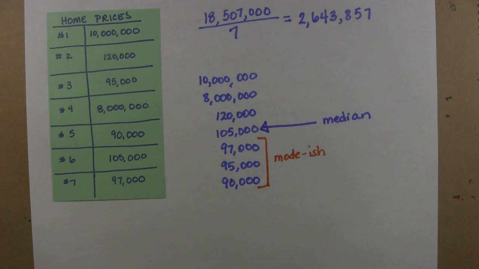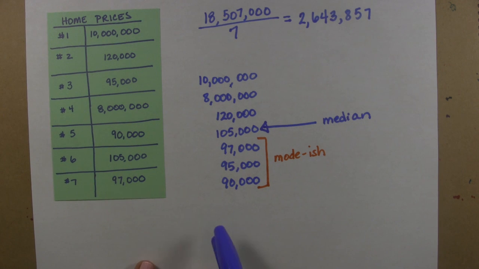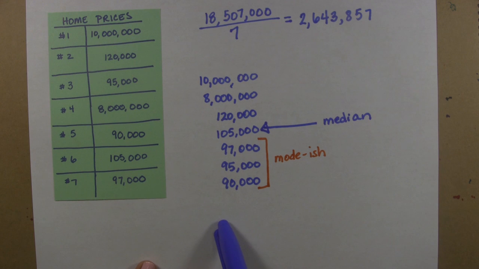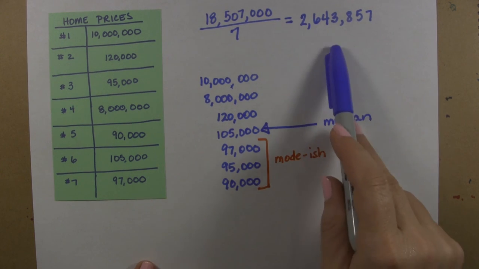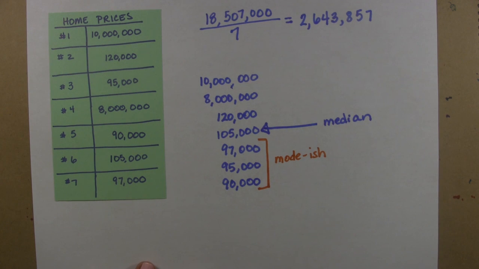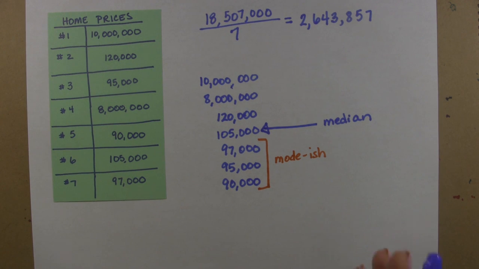Okay, so that is why when you listen to the radio or you watch the news or you read a magazine or a newspaper, you have to pay attention to what information they are giving you. And you always have to think critically, because unless they're actually showing you the raw data, you are not going to get a full picture of what it is they're trying to tell you. You're getting an incomplete picture of the information. All right, that is mean, median, and mode.